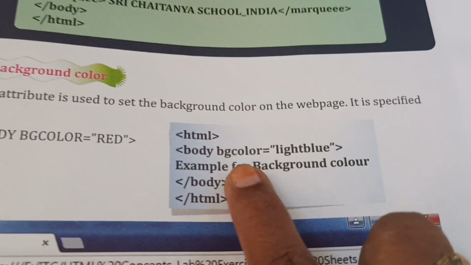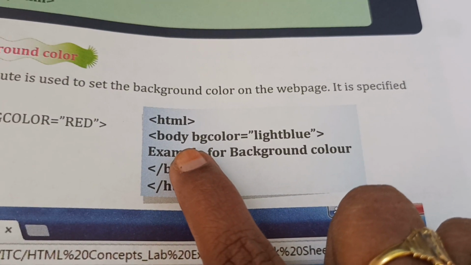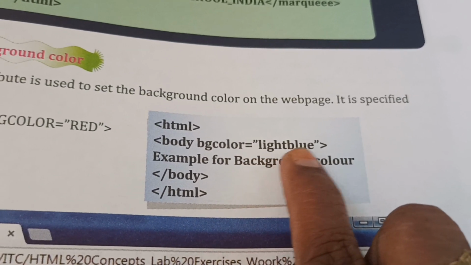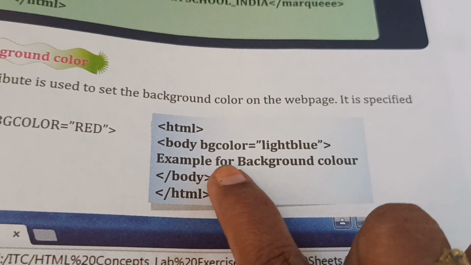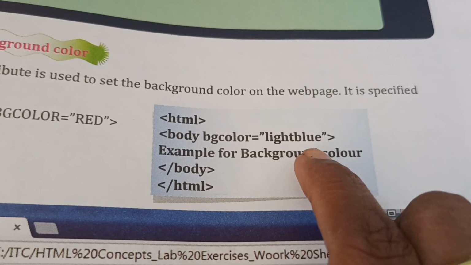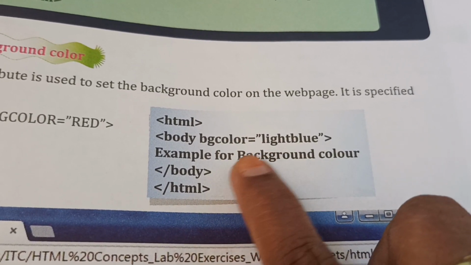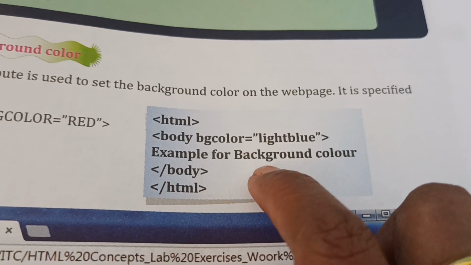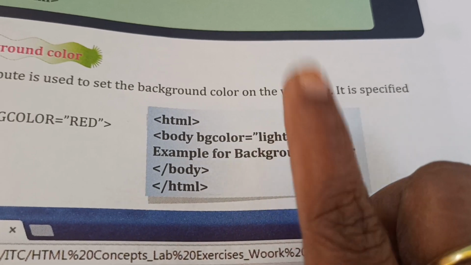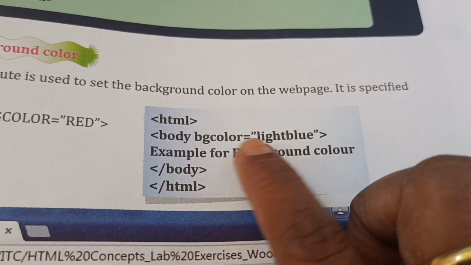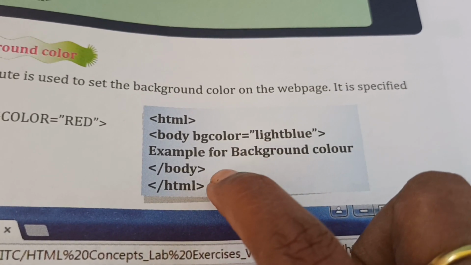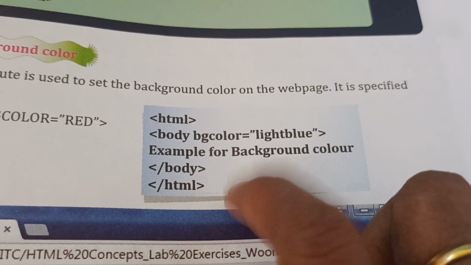Observe the program: HTML, body bgcolor light blue. Which color am I giving here? Light blue. Example for background color. The topic is example for background color. This is text; I have not given any font color here. The web page color, the background color, I have given light blue. Body closes, HTML also closes.